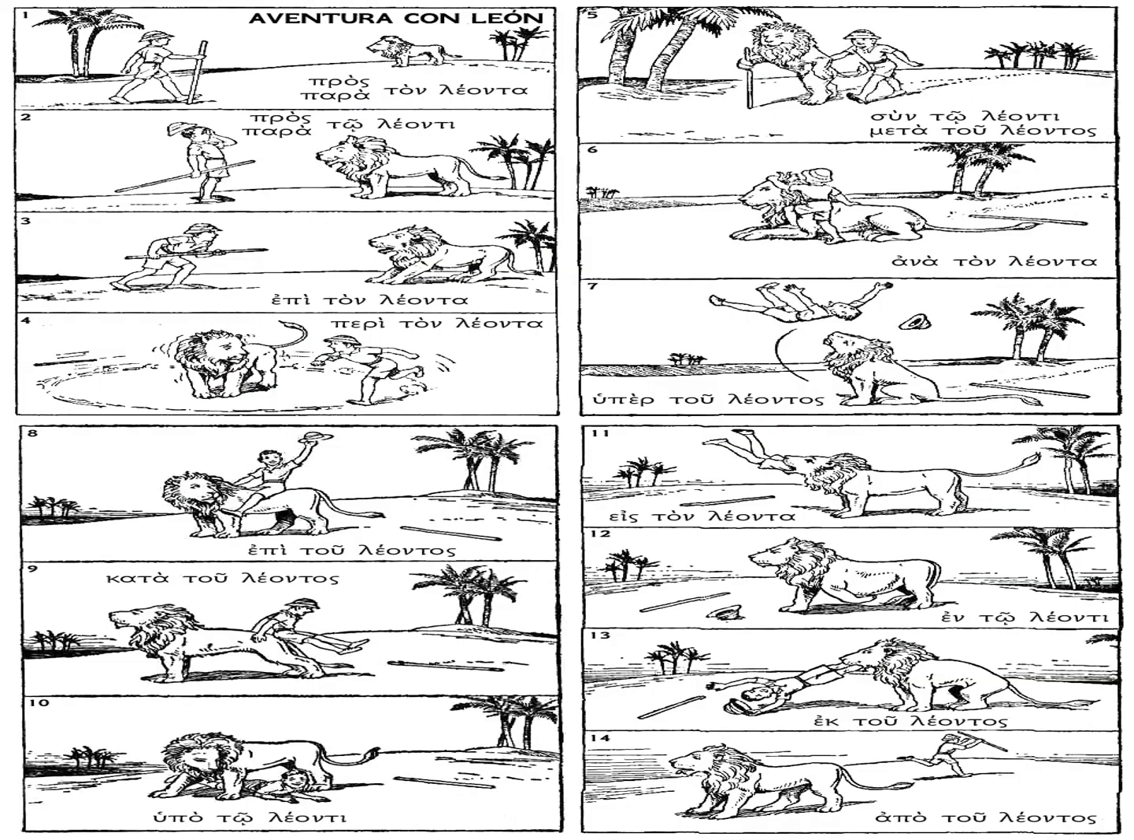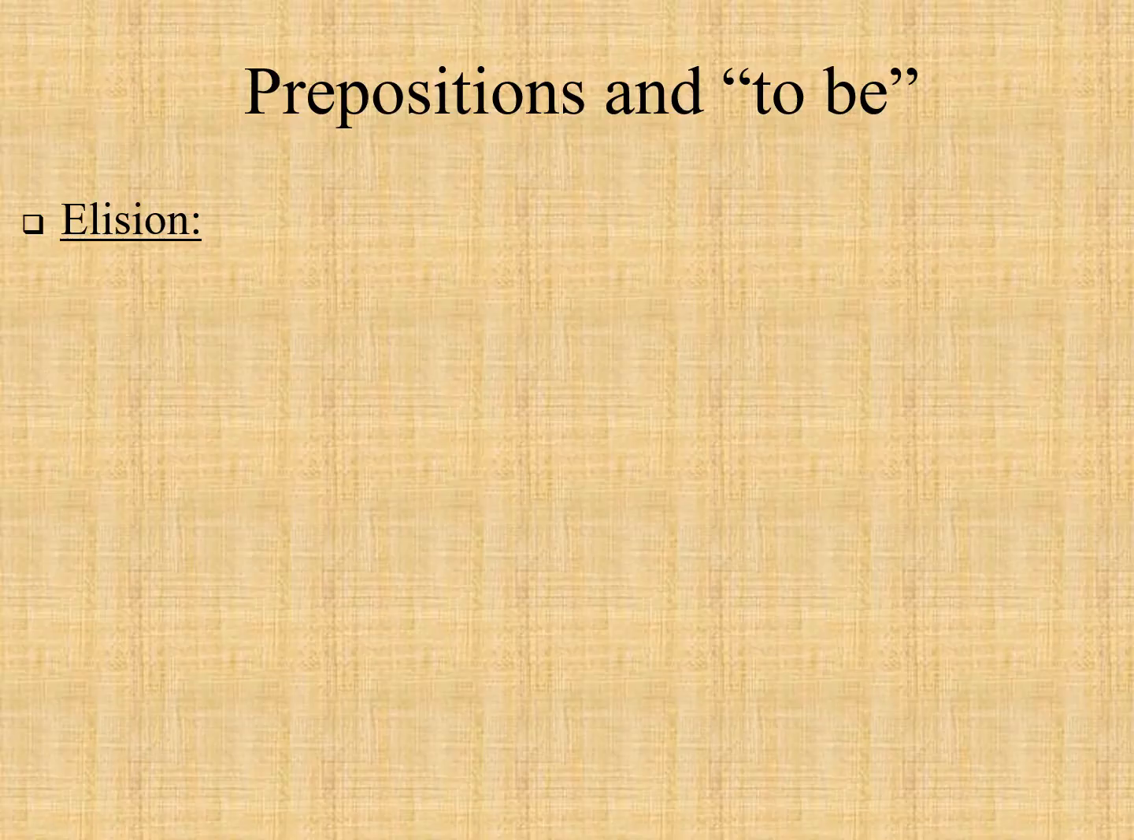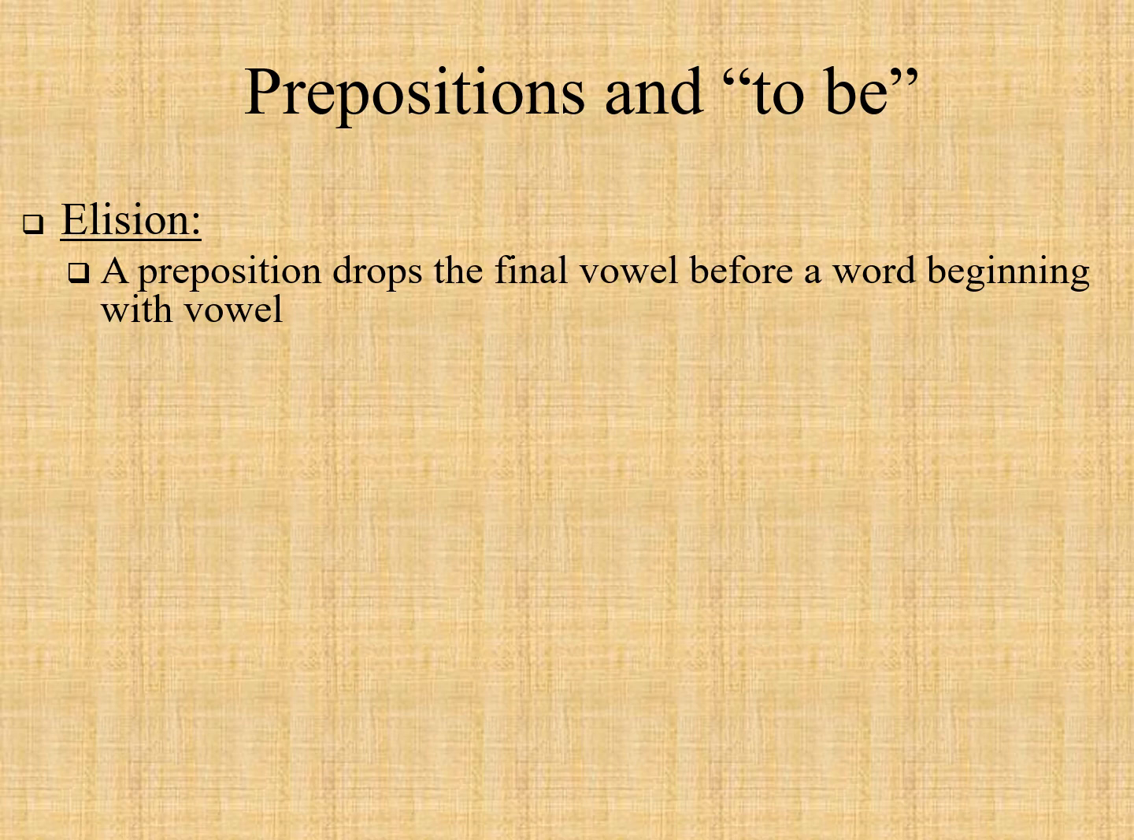Here's another little cartoon that may help you visually learn the prepositions. I will not go through that further, but you can explore that yourself. Next, we have something that is called elision. Not hugely important to memorize, but important to be aware of. A preposition may drop the final vowel, or does drop a final vowel, before a word beginning with a vowel.